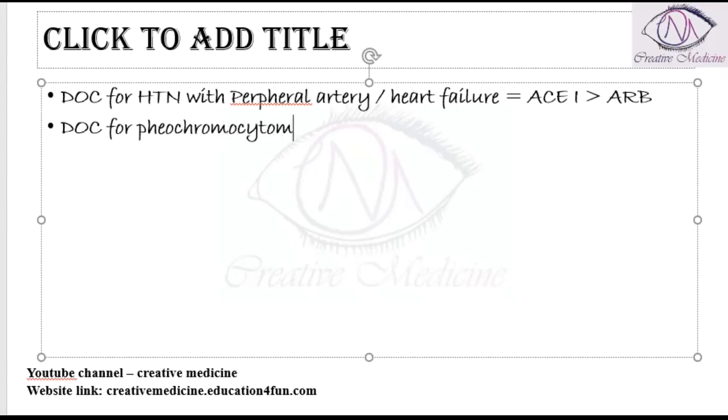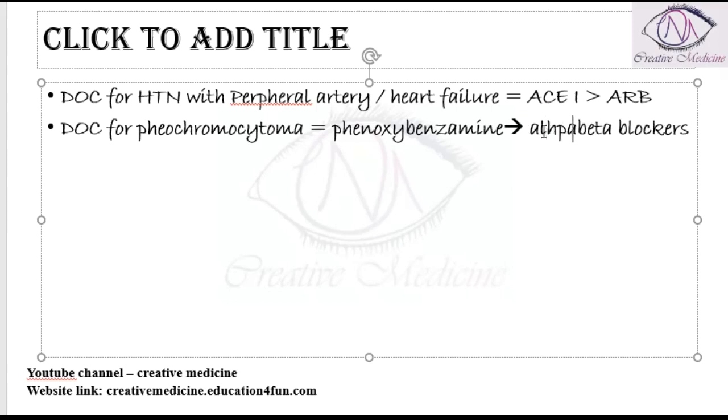Then, what is the drug of choice for pheochromocytoma? The drug of choice for pheochromocytoma is phenoxybenzamine. In pheochromocytoma, you have to start the treatment with alpha blockers, and then you can give beta blockers also after first giving alpha blockers. So first you give alpha blockers, that is phenoxybenzamine. After that you give alpha plus beta blockers together for pheochromocytoma.